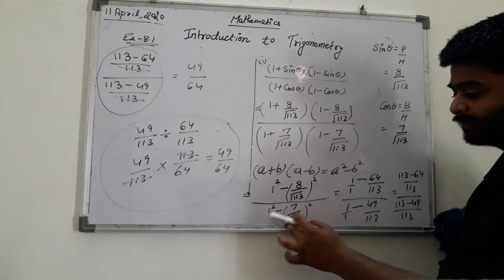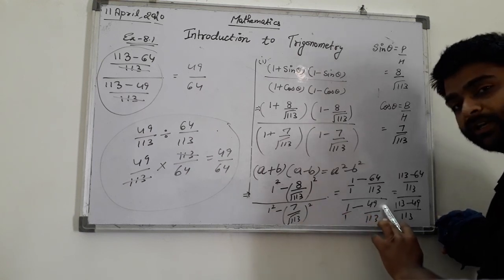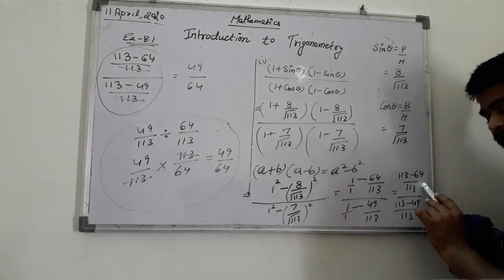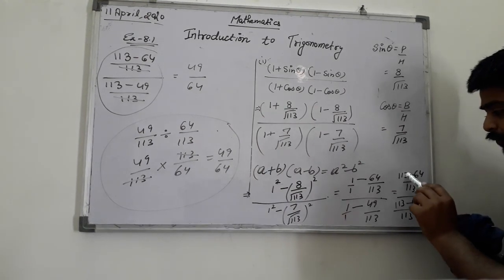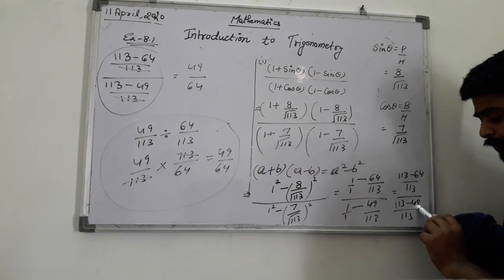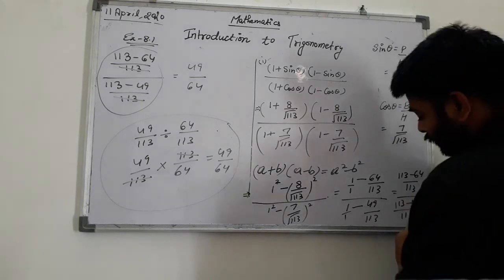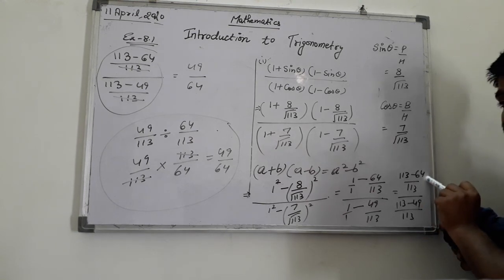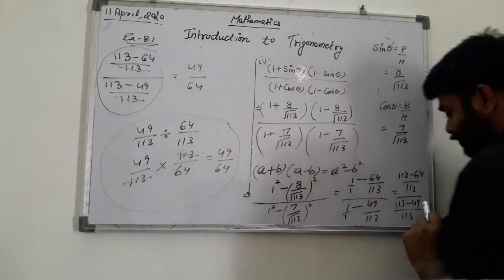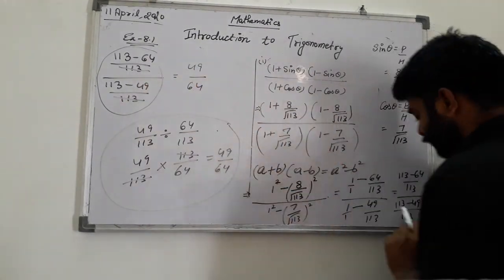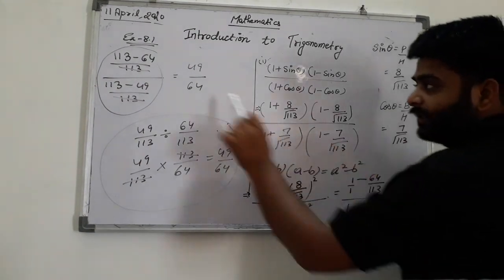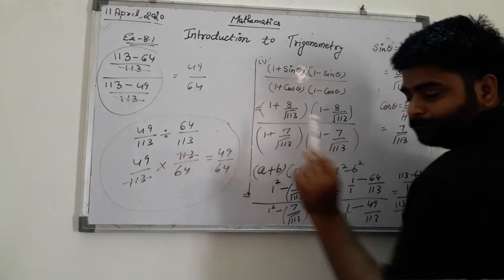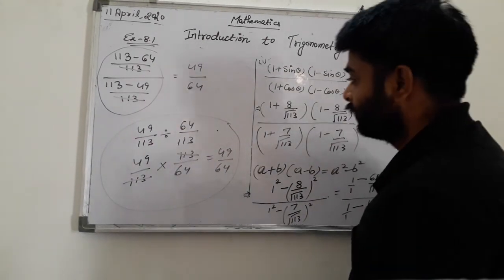Again the same, 1 square is 1, minus 7 square is 49 upon 113. We are taking an LCM. After taking LCM, it's 113 minus 64, 113 minus 49. So 113 minus 64, that is 49 upon 113. Got it? 113 minus 49, that is 64 upon 113. And how both these values are cancelled, I had explained here. Is there any problem? Now class, second part.